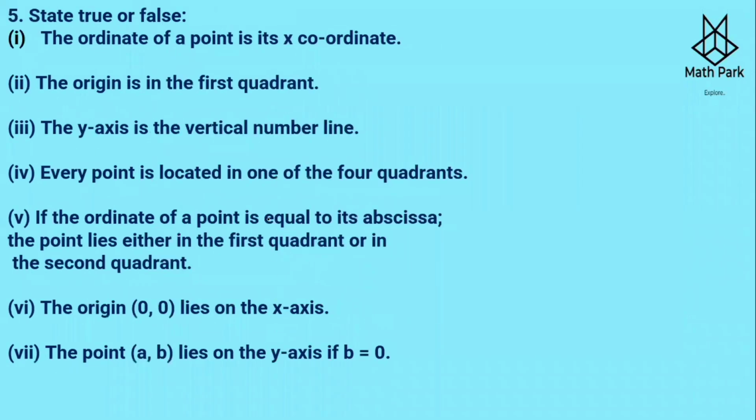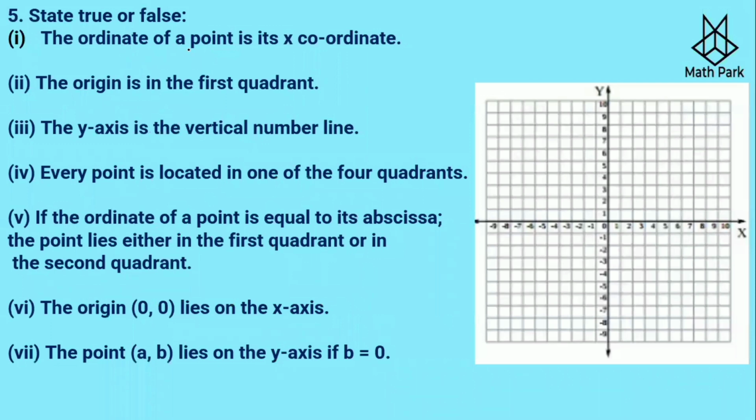Moving to question number 5, straight true or false. The ordinate of a point is its x coordinate. This is false, because the ordinate is the y coordinate. The origin is in the first quadrant. This is also false. The origin is not in a quadrant. It is exactly on the x-axis and y-axis, the point where the x-axis and y-axis meet.